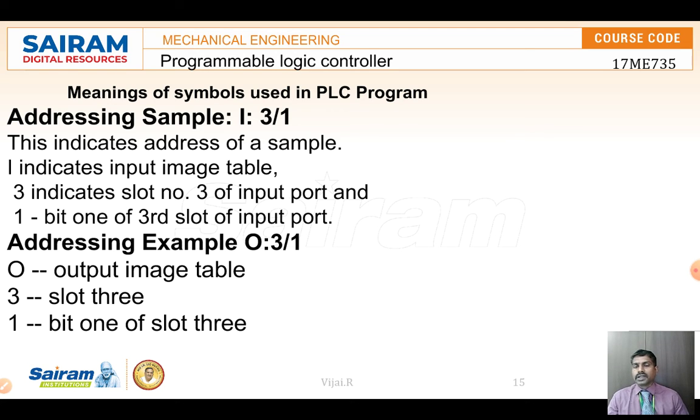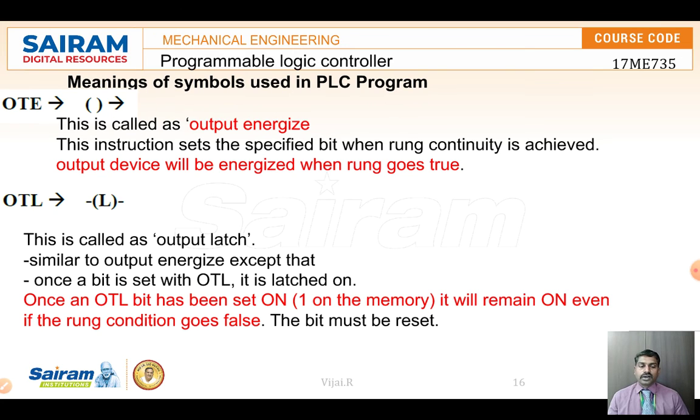And an addressing sample, suppose I:3/1. If it is there, it indicates the input image. I stands for the input, and 3 is the port number. So input port 3 indicates the input port, and 1 is a bit of this port. Like that, O:3/1, you can see the O is the output, and third port, 1 bit. So this is how it will be.